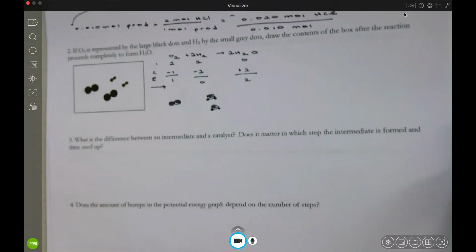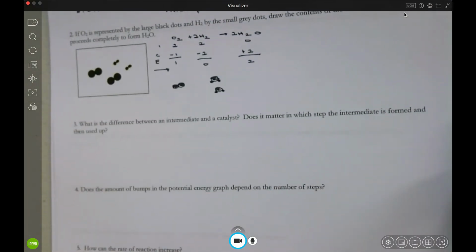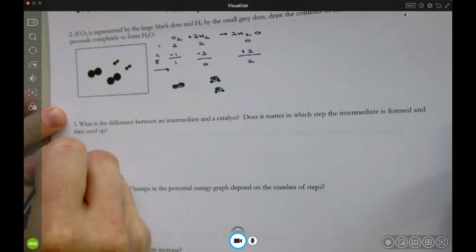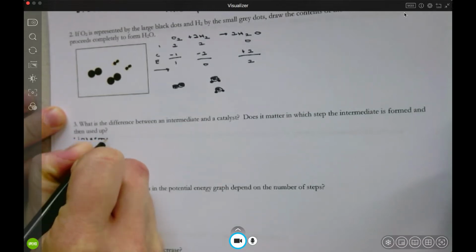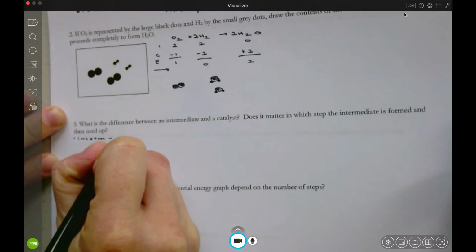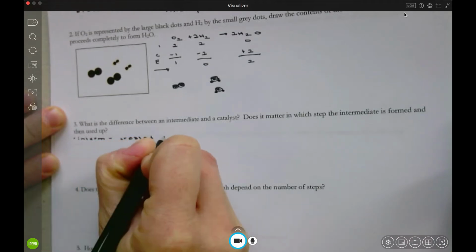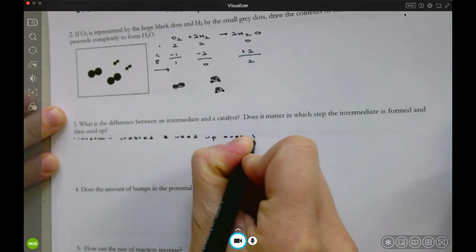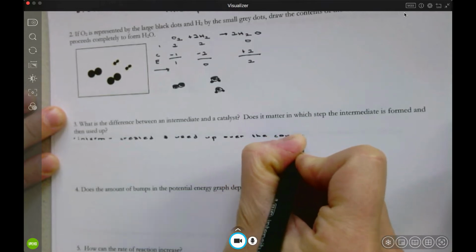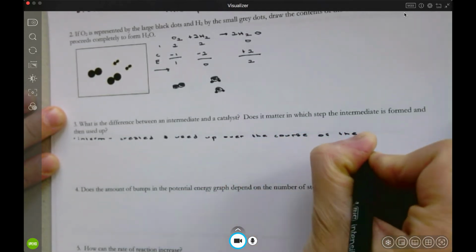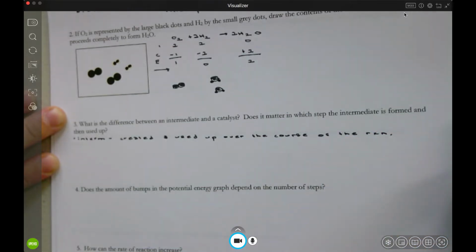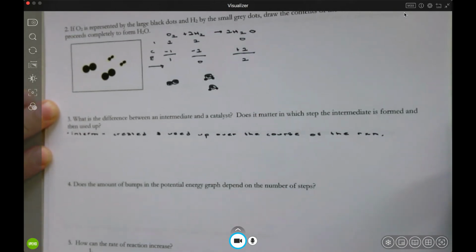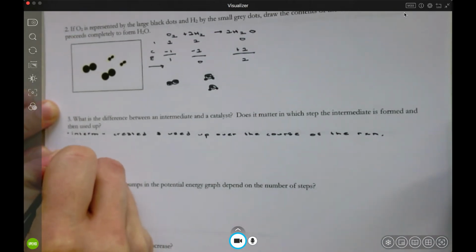For number 3, what is the difference between an intermediate and a catalyst? Does it matter in which step the intermediate is formed and then used up? So remember, an intermediate is going to be created and used up over the course of the reaction. And the answer to the question of, does it matter what step you form the intermediate and in what step it is used up? The answer is no, it doesn't matter. As long as it is created in the reaction and used up in the reaction, it is an intermediate. It doesn't matter what step it happens in.